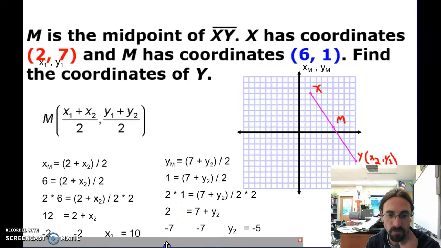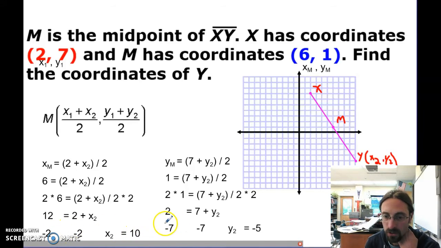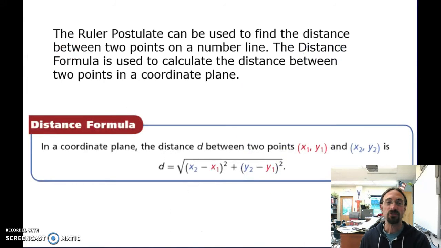Well, the only thing left to do is subtract the constants from both sides. So subtract 2 from both sides, and x2 equals 10. Subtract 7 from both sides, and y2 equals -5. And if you look at this coordinate, it's amazing because this is 10, 1, 2, 3, 4, -5. Amazing stuff, huh? All right, so the ruler postulate said you can define distance between 2 points.